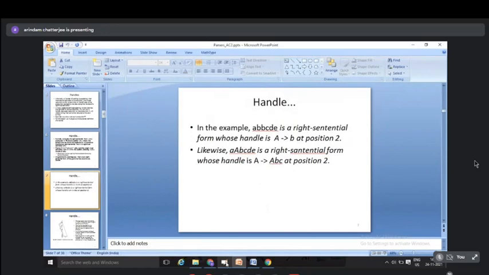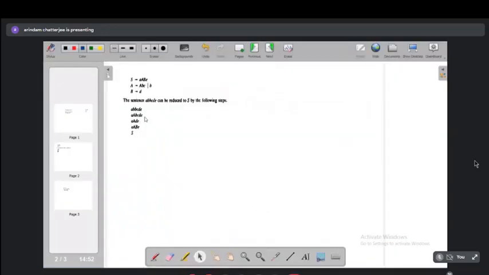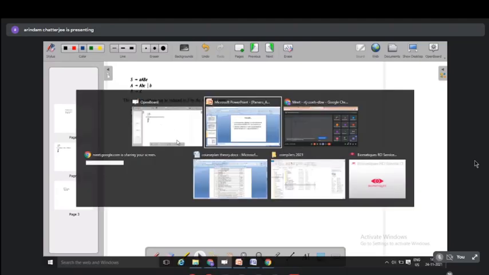Now, if you go to the next one, a, capital A, b, c, d, e, the next step is a, capital A, d, e. That means a, small b, small c is the handle. So capital A producing capital A, small b, small c is the handle, and again, the position is at 2.